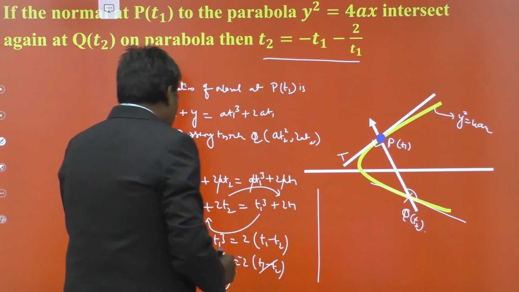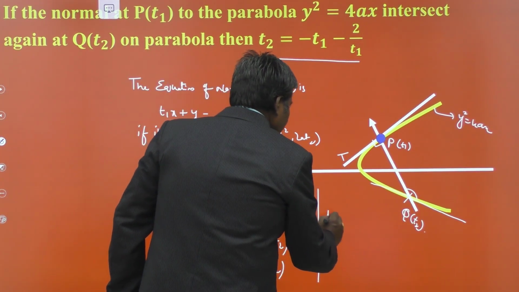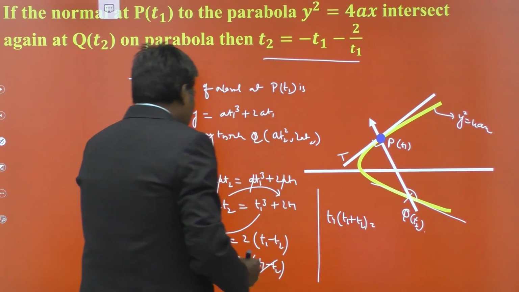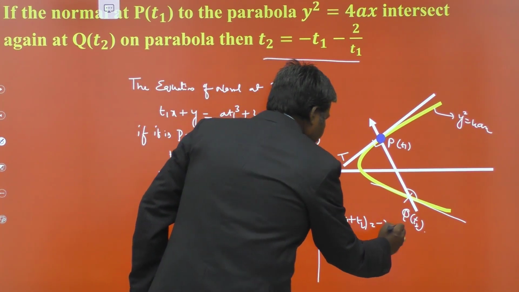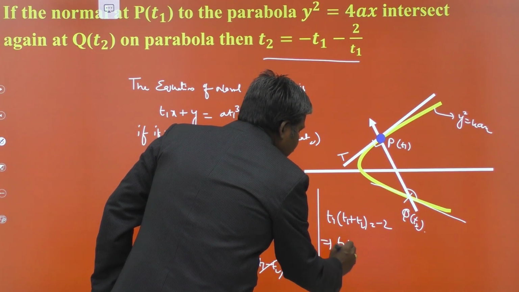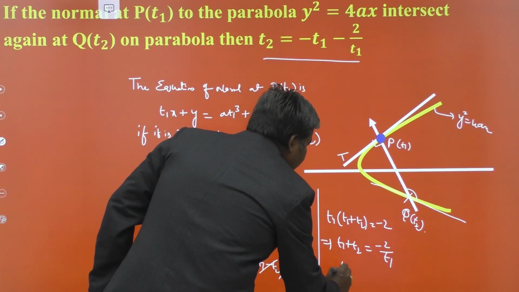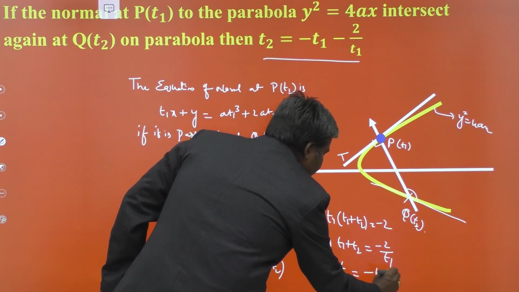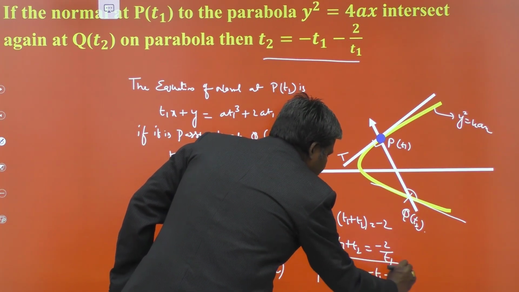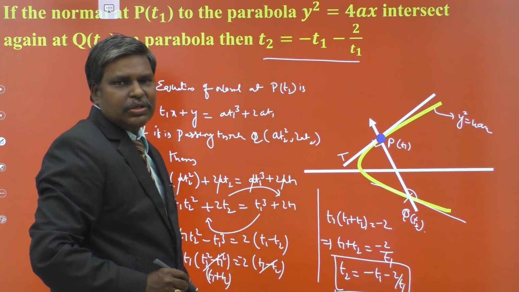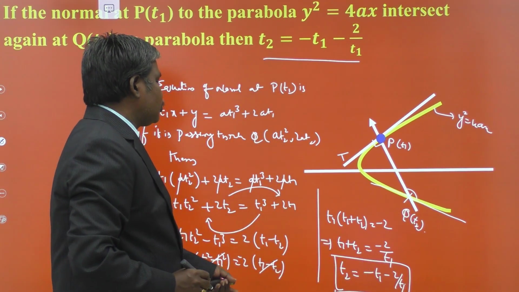What we obtain: t1 times (t1 + t2) is equal to minus 2. This implies t1 + t2 is nothing but minus 2 by t1, or t2 is equal to minus t1 minus 2 by t1. So the result is what, my dears? t2 is equal to minus t1 minus 2 by t1.